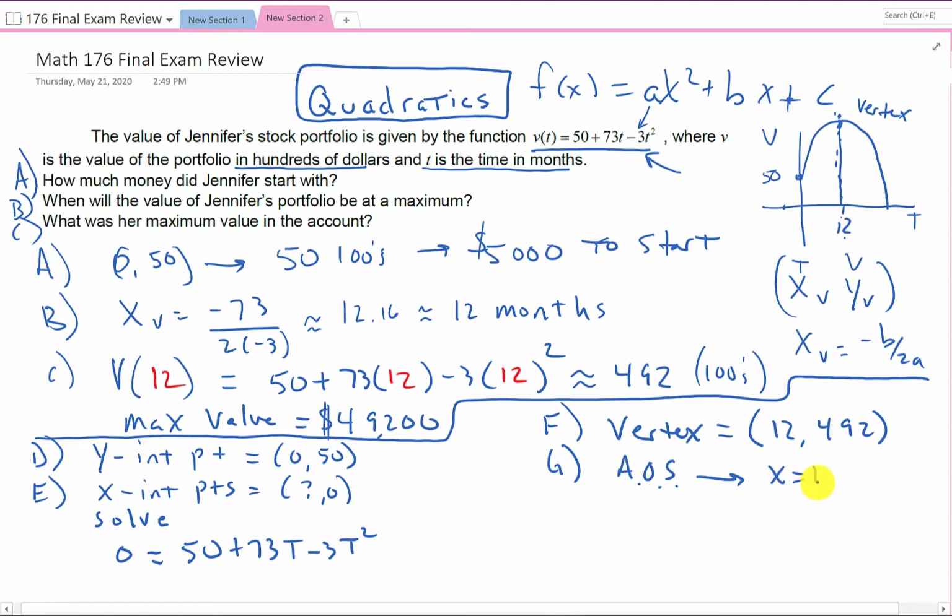So x equals 12 is that axis of symmetry equation. These are all characteristics of quadratic equations that I would like you to be able to identify for me and understand those well. Now we have one thing that's not done yet, and that is the intercepts. That's going to take a little bit of work.